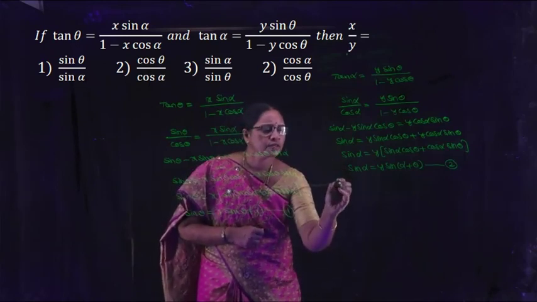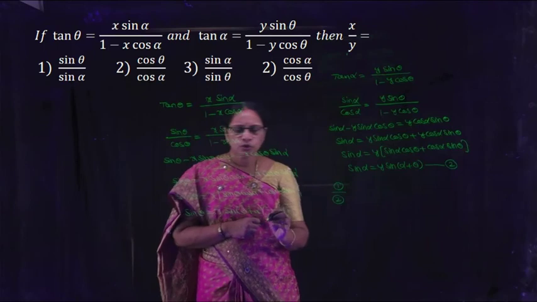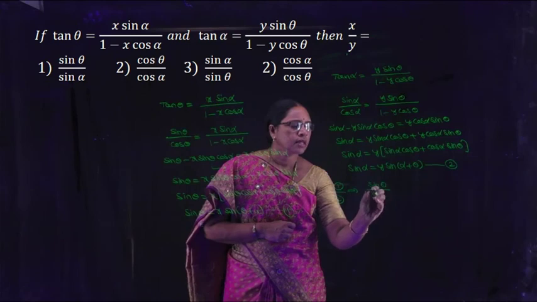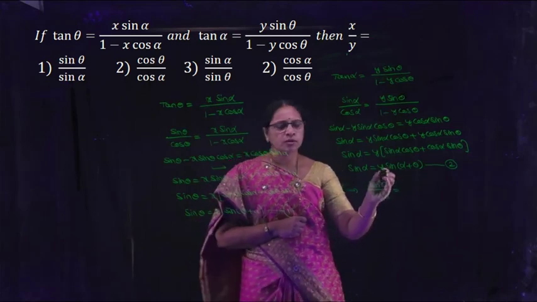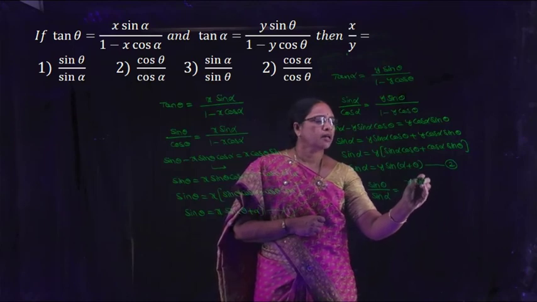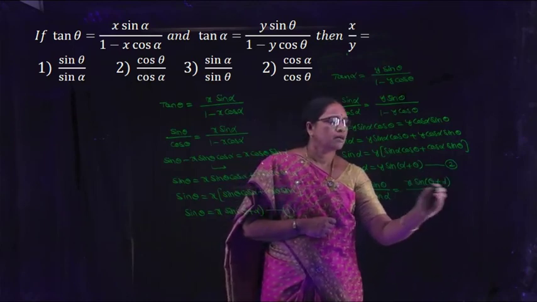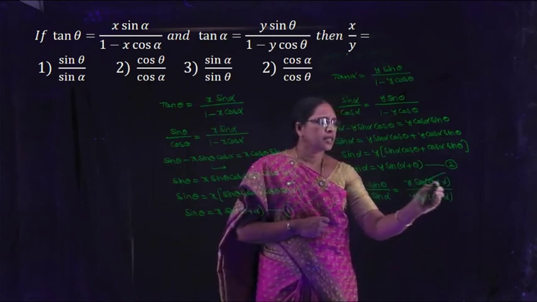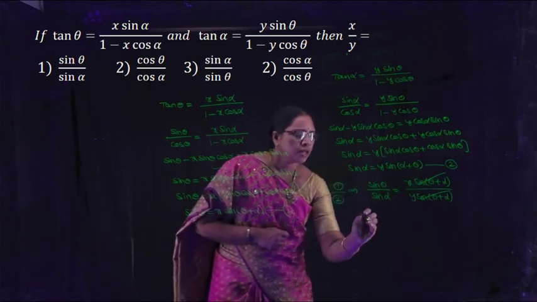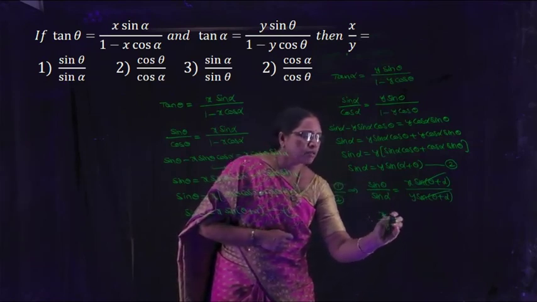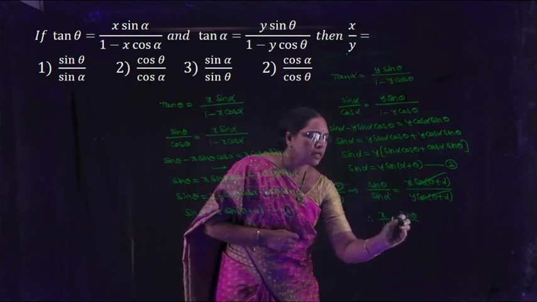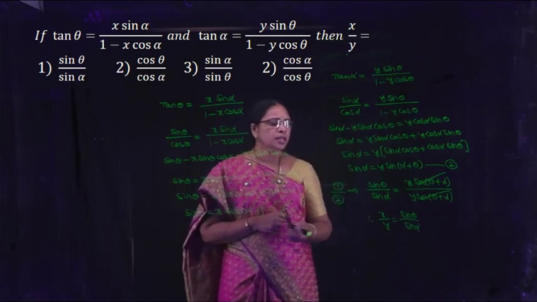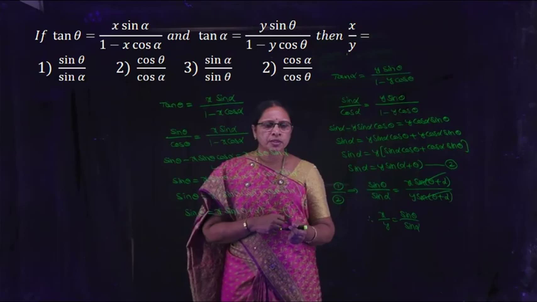Consider equation 1 by equation 2, we get sin theta by sin alpha is equal to x sin(theta plus alpha) by y into sin(theta plus alpha). Here sin(theta plus alpha) gets cancelled. Therefore, x by y is equal to sin theta by sin alpha. The value of x by y is sin theta by sin alpha. Here the first option is the correct answer.